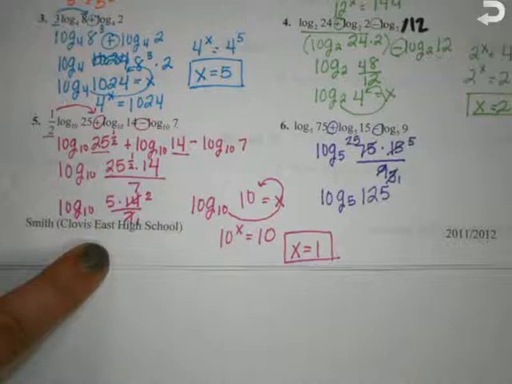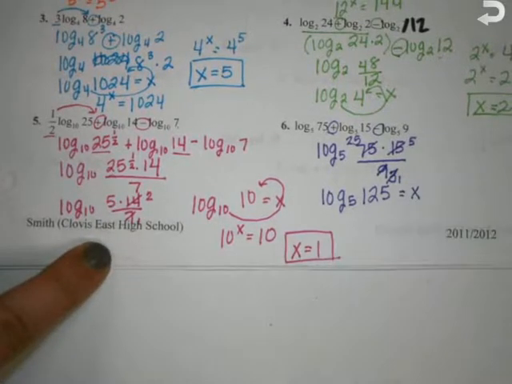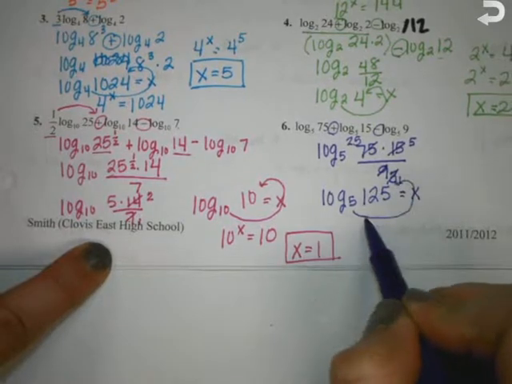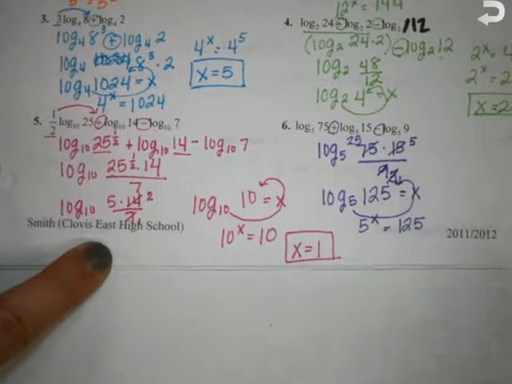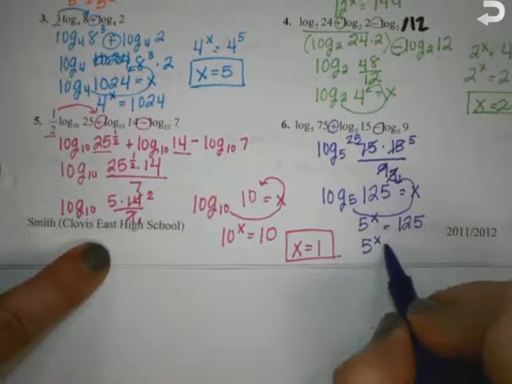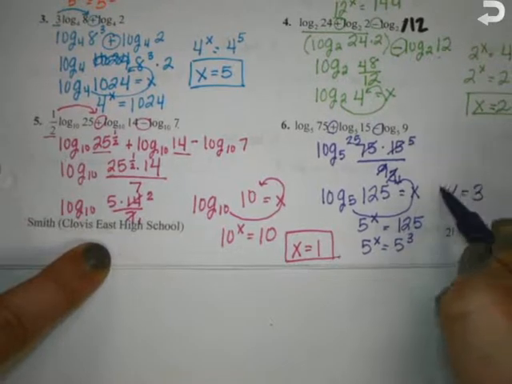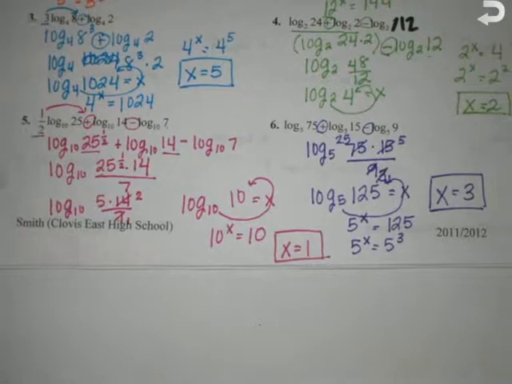Set the whole thing equal to x. So I have 5 to the x equals 125. We should be experts on this right now. 125 is 5 to the third. So x equals 3. So we took everything that we learned yesterday and now put it together with the solving.